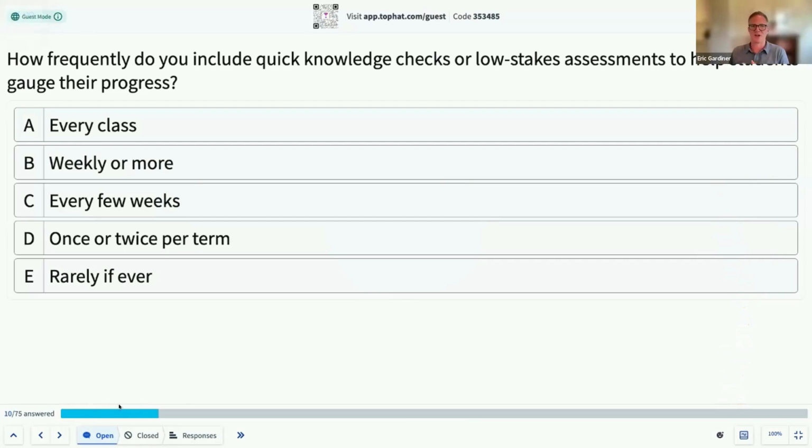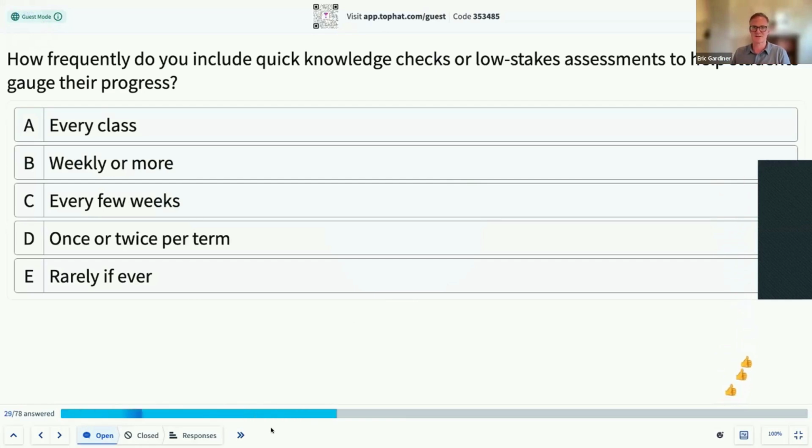And I think these are like knowledge checks, like light, low stakes assessments, just sort of quick getting the pulse, sometimes just a few questions at the top of the class or midway through the class or even at the end of the class.